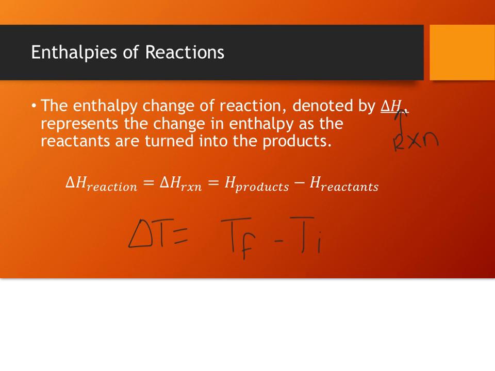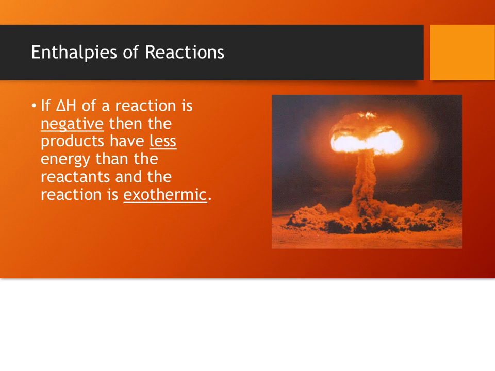So, same concept. As I mentioned, if delta H of a reaction is negative, that means that the products have much less energy than the reactants, thus that is exothermic. For example, a nuclear bomb. This will produce a ton of energy. That means that it likely has a lot of potential energy. It now releases it and is extremely exothermic. Again, our delta H, negative, exothermic.